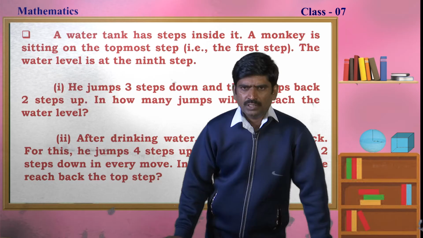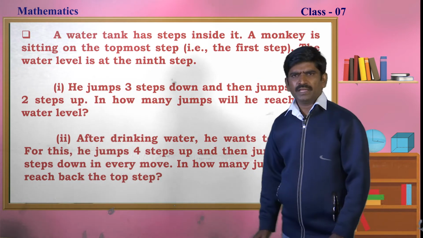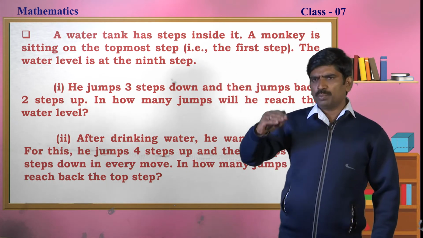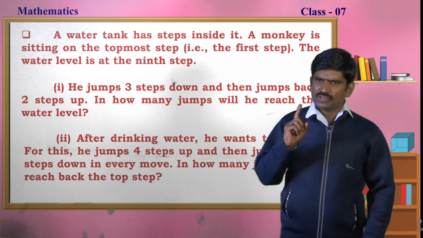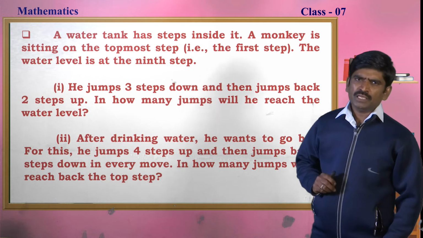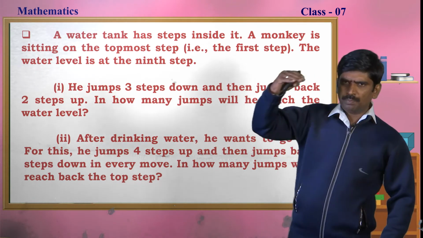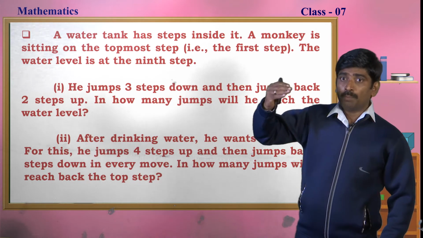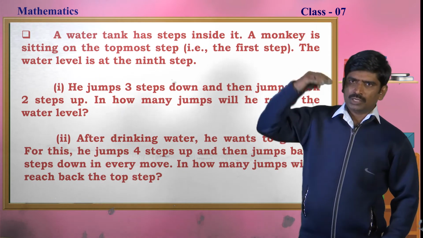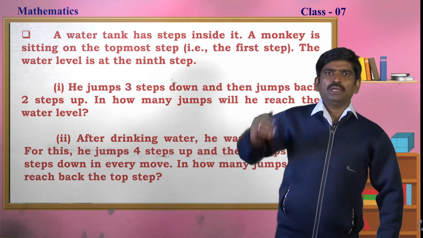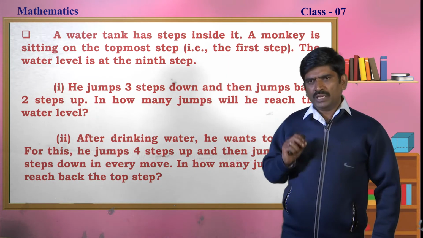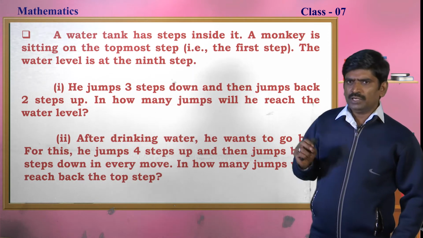Before the second session, here is the homework problem. A water tank has steps inside it. A monkey is sitting on the topmost step, that is the first step. The water level is at the 9th step. He jumps 3 steps down, then jumps back 2 steps up, okay? 3 steps down, 2 steps up. In how many jumps will he reach the water level?